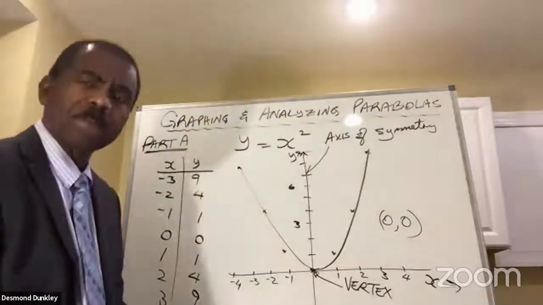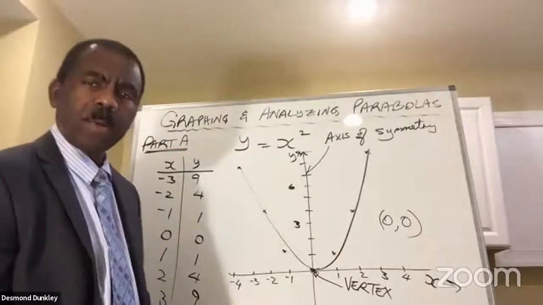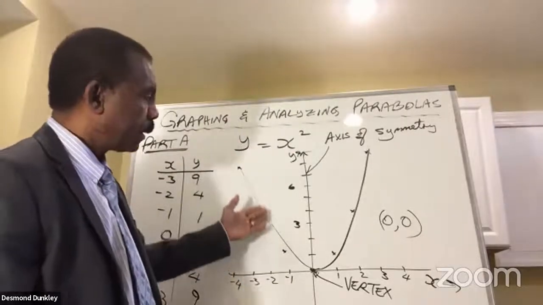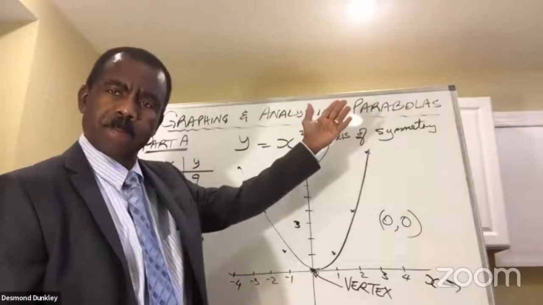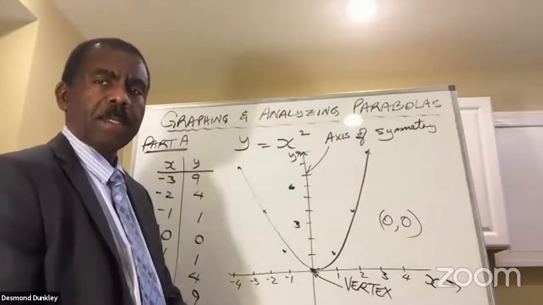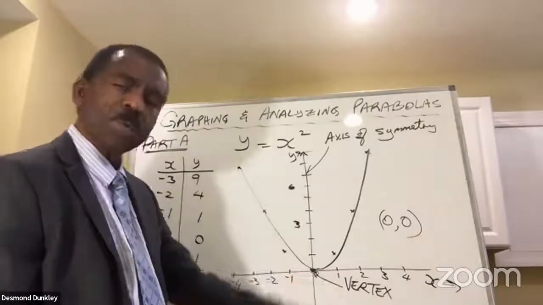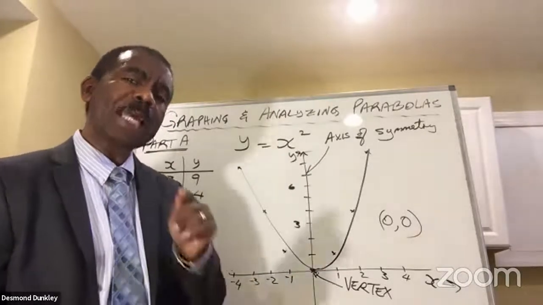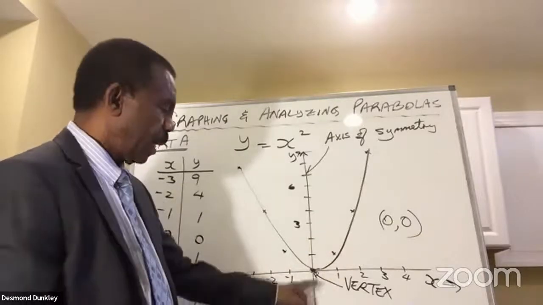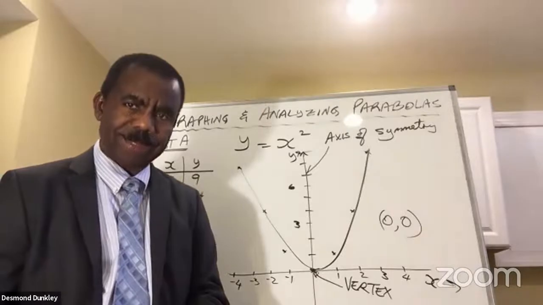But just observe, what we have discovered is that the graph of y=x² opens upward. So it has a minimum and it opens upwards. It is symmetrical. The central line that goes through the mirror line is called the axis of symmetry, and the turning point is called the vertex.